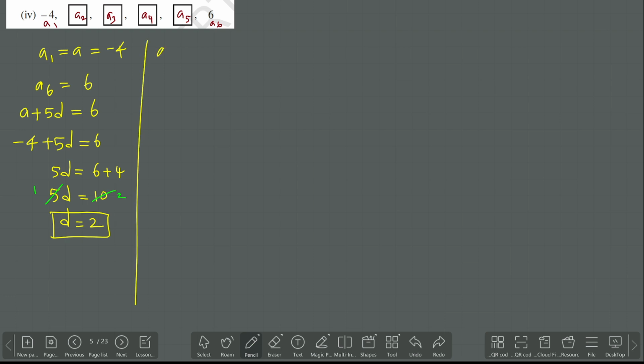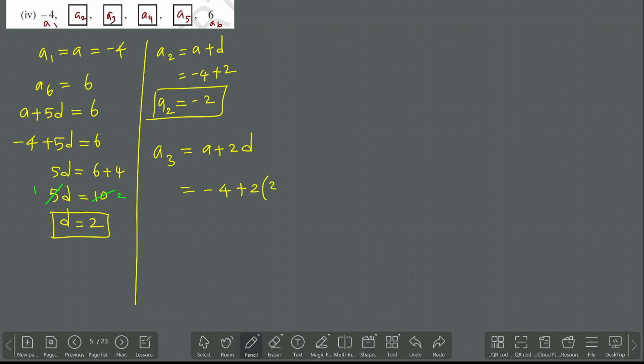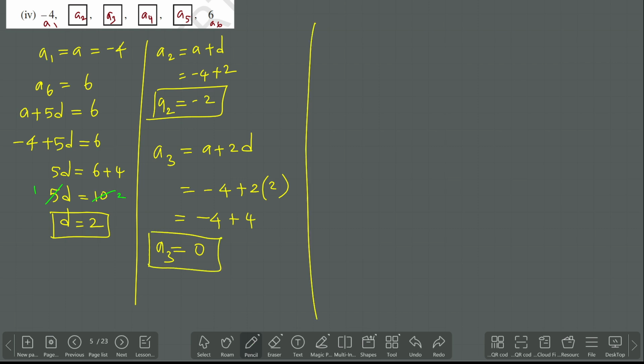First, A2. A2 means A plus D. A value minus 4, D value plus 2, which is equal to minus 2. That is A2. And A3 we need to find now. A3 is what? A plus 2 times D. A value minus 4, good, 2 into D value plus 2. So what am I getting? Minus 4, 2 twos are 4. What am I getting? A3 is 0. Right.